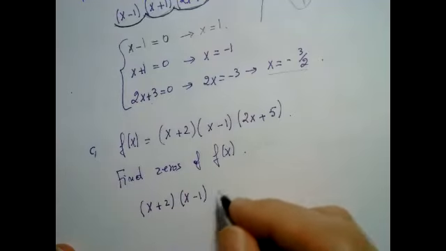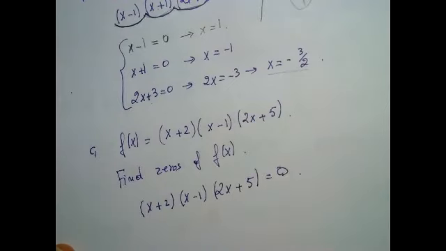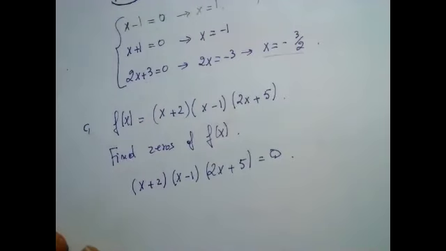Okay, now please put your answer on chat this time because I hope this is easier for you. Which x's should I put here that make the expression 0? Minus 2, 1, and minus 5 halves. Is it correct?